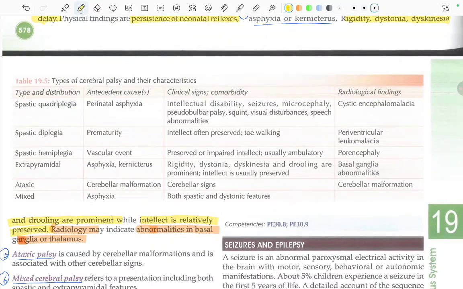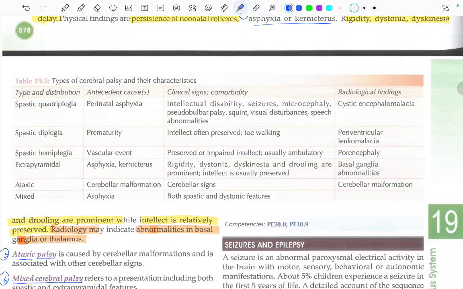So in spastic quadriplegia, what is the antecedent cause? It is perinatal asphyxia. In spastic quadriplegia, intellectual disability is present, along with seizures, microcephaly, pseudobulbar palsy, squint, visual disturbance, and speech abnormalities. All this will be present, and on radiology there will be cystic encephalomalacia. Spastic diplegia is seen in prematurity, intellect is often preserved, toe walking is seen, and periventricular leukomalacia is seen in spastic diplegia. In spastic hemiplegia, there is a vascular event, preserved or impaired intellect, and usually ambulatory.